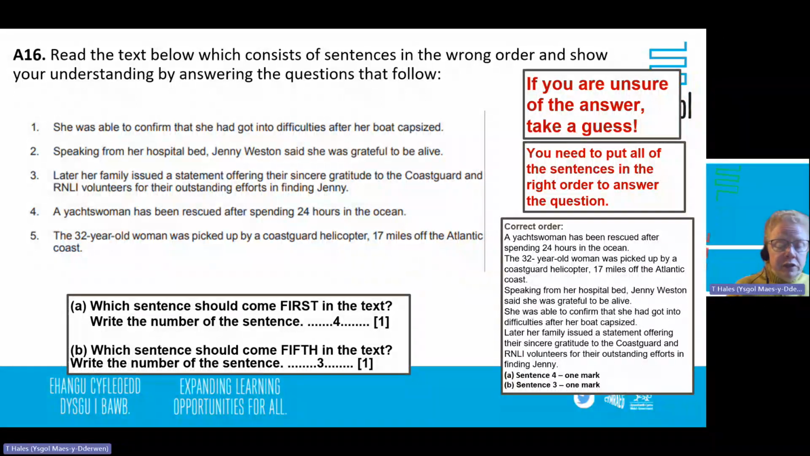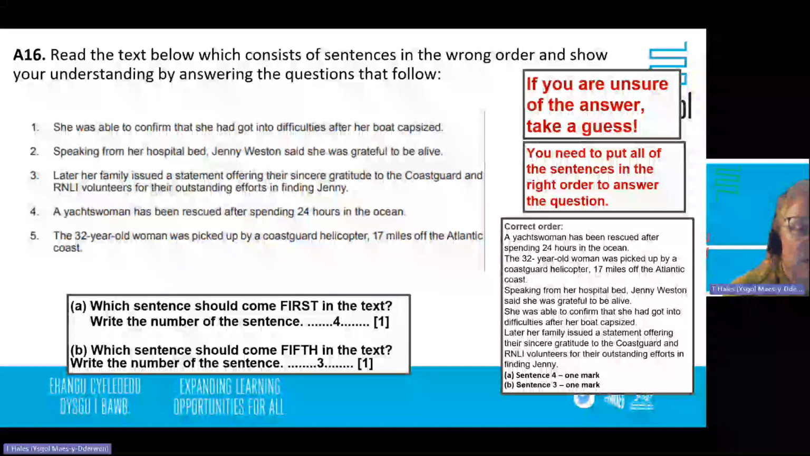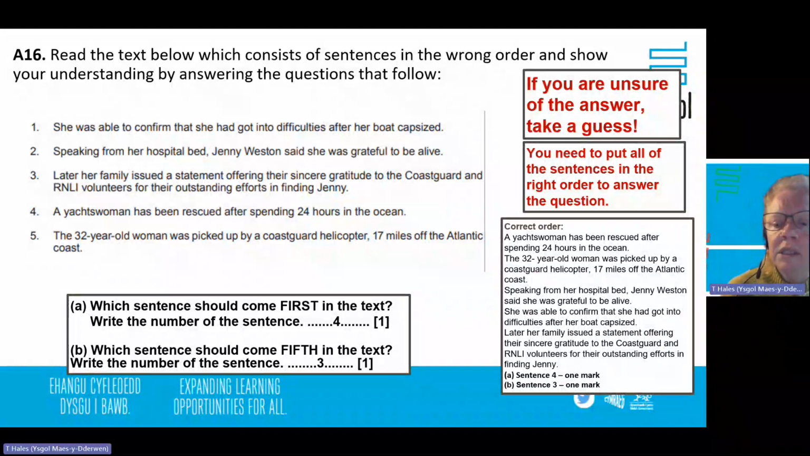Put them in the right order first. So you read it through. She was able to confirm, right, now that's the end of the story, isn't it? Speaking from a hospital bed. Okay, who and how did she end up in hospital? So that's not the start of a story. Later to her family. That's not the start of a story. A yachtswoman has been rescued. Now that sounds like the start of a story.